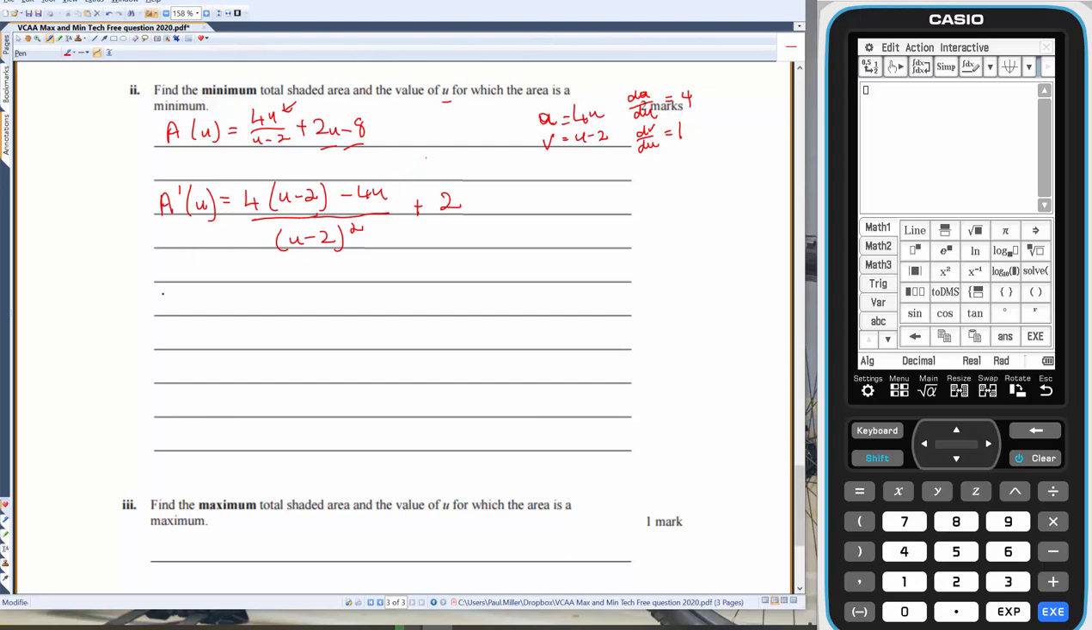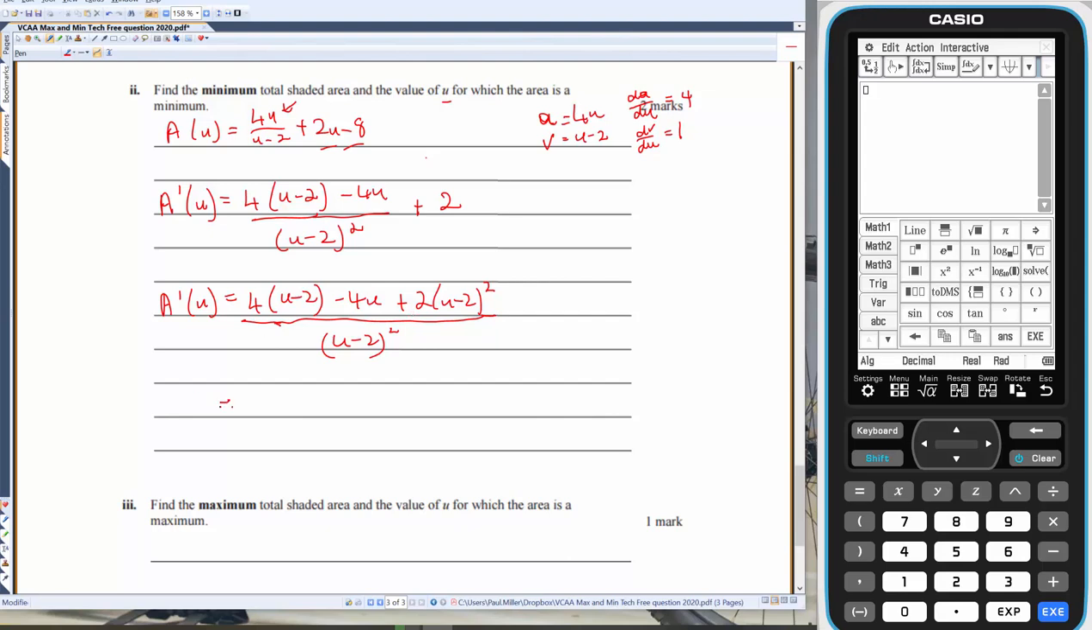Now what I'm going to say is a dash u is equal to 4 brackets u take 2 take away 4u, plus 2 brackets u take 2 all squared, all over u take 2 squared. And get that vinculum going all the way across. Notice that they said that in the recent examiner's review again. They've got a bee in their bonnet about that, so make sure you pay attention to that.